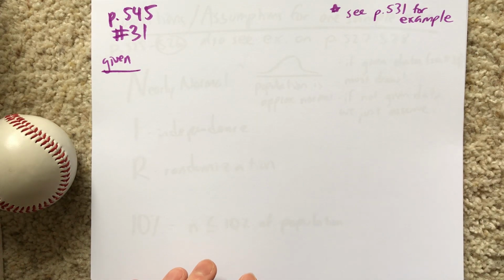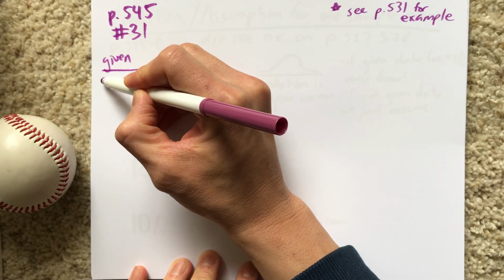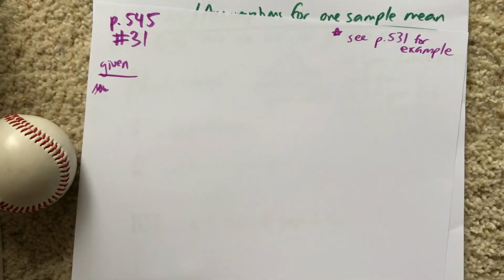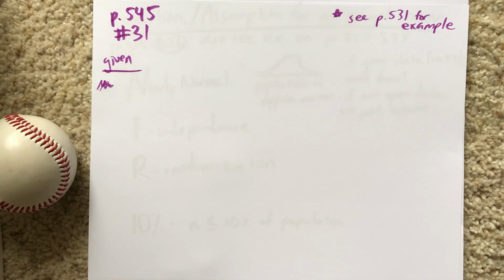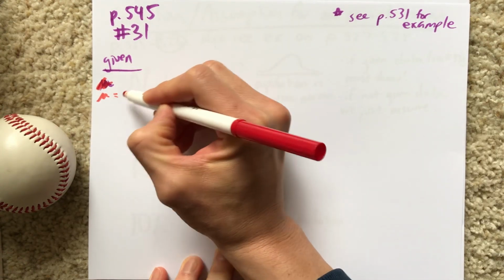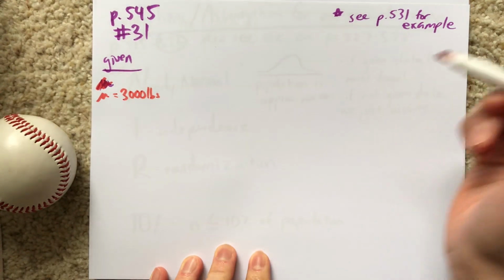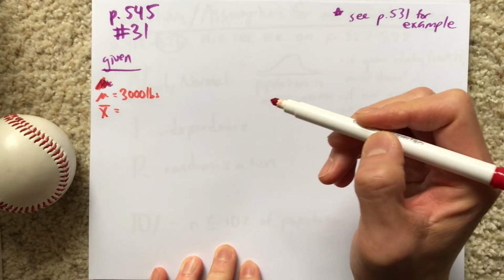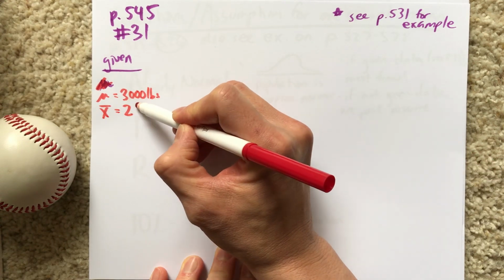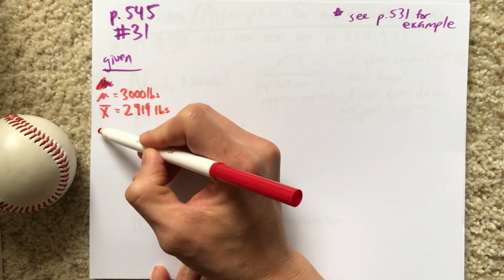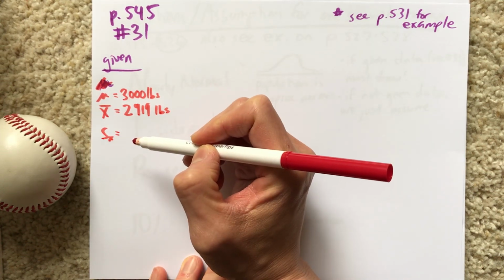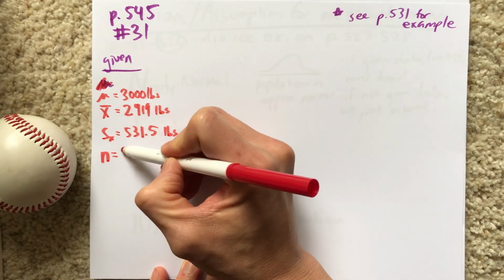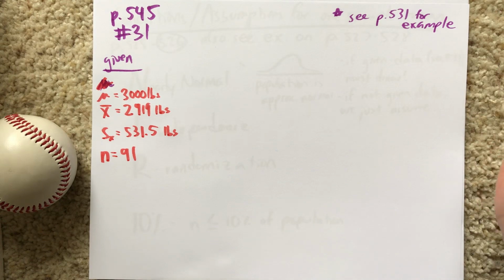After you've read through it, let's pull out some of your given information. So we know that we're talking about car weights. We know that the population mean, mu, is 3,000 pounds. So we believe that the average weight of cars in the US is about 3,000 pounds. Our sample mean: we took a sample of 91 cars, and our sample mean weight was 2,919 pounds. And then the standard deviation of our sample was 531.5 pounds. And how many cars did we sample? We sampled 91 cars. So double check your work to make sure you have all that in there, okay?